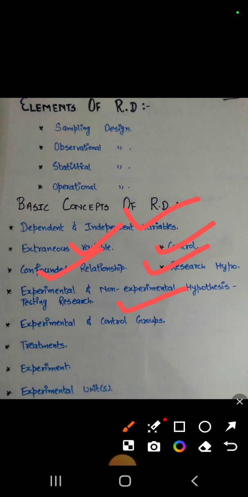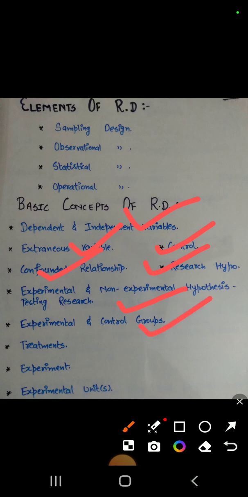When the purpose of research is to test a research hypothesis, it is termed as hypothesis testing research. Research in which the independent variable is manipulated is termed as experimental hypothesis testing research, and a research in which independent variable is not manipulated is known as non-experimental hypothesis testing research.